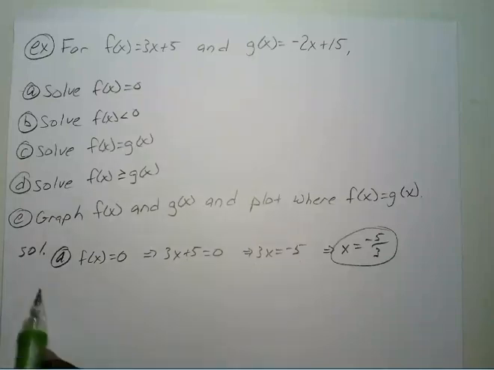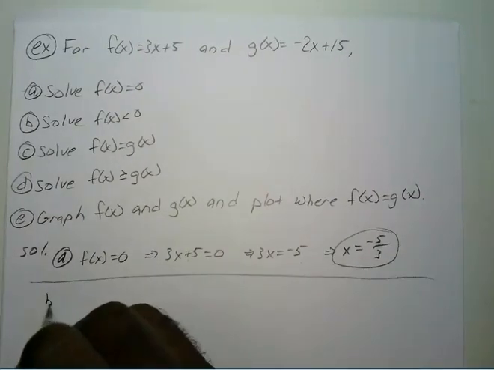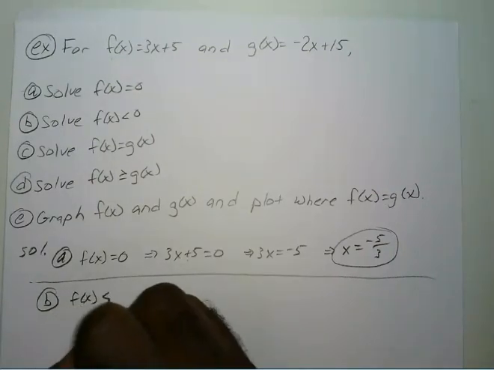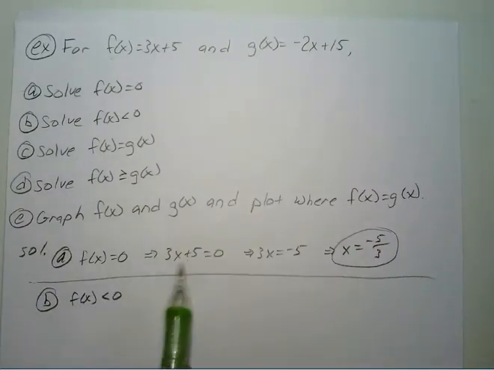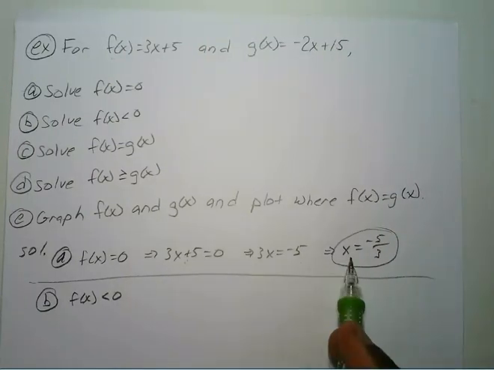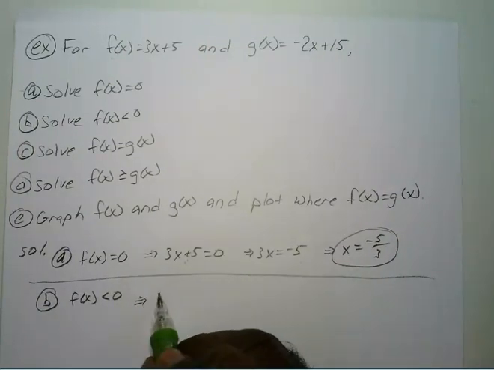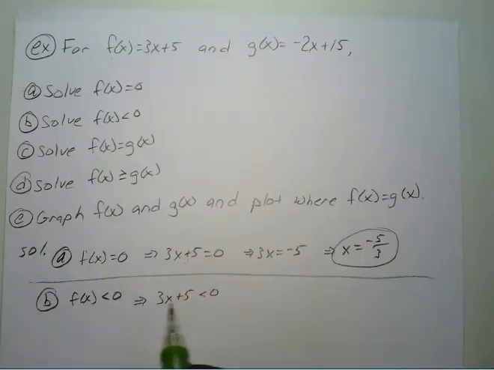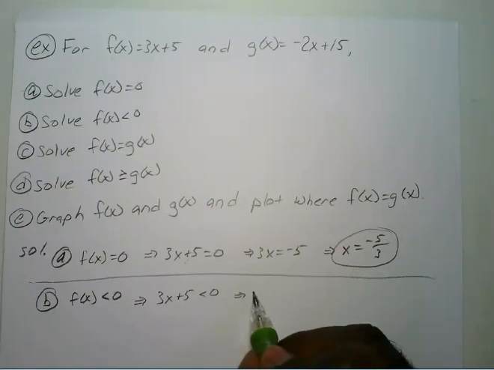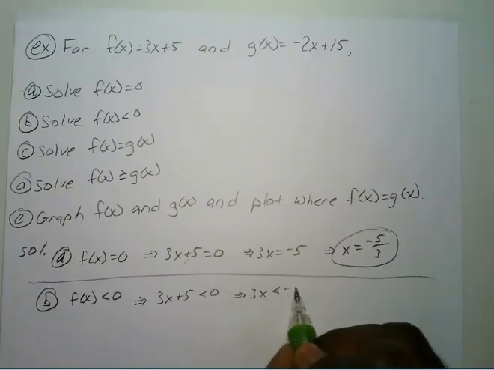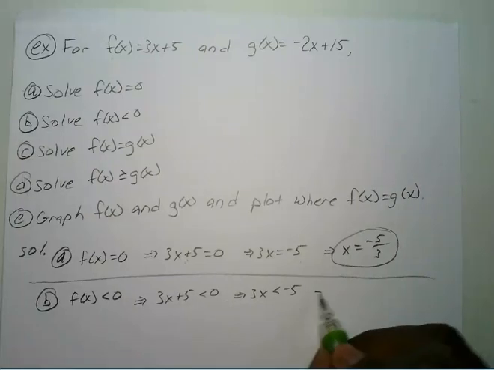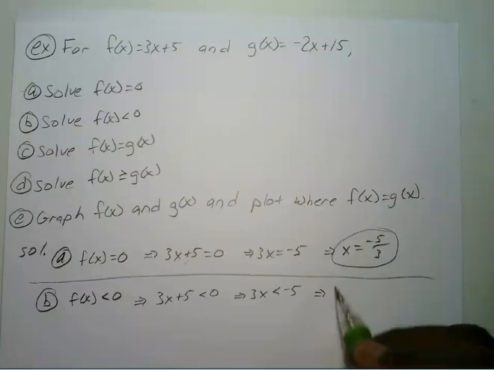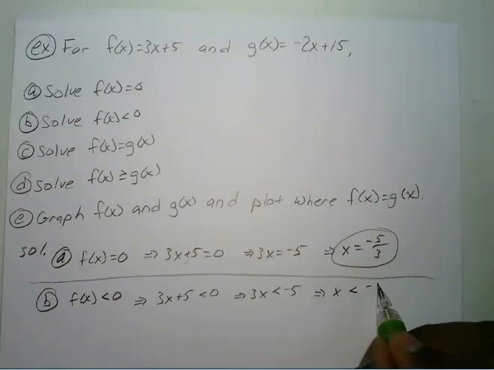Okay, so for B, we want to find where f of x is less than 0. It's the exact same process as up here. If you want to use this, you can, but we're just going to redo it for practice. So we have 3x plus 5 is less than 0. Again, subtract 5 from both sides. We have 3x is less than negative 5. Divide both sides by 3. We have x is less than negative 5 over 3.